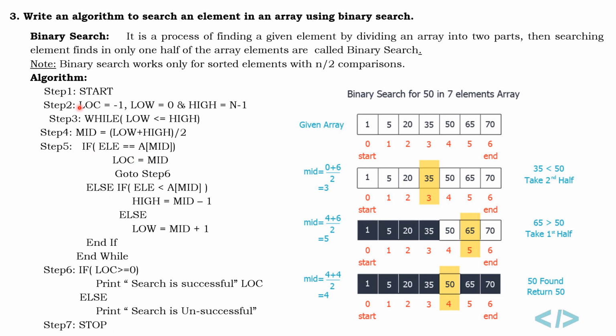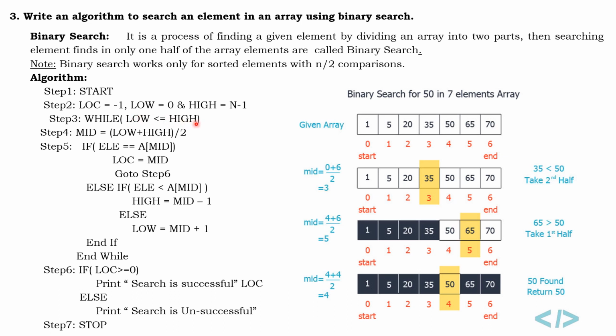Okay, first this is the process. First, what is going to be done? First, it is going to check that the low value is less than the high value. Before that, location gets initialized to -1 and the first list low value, that means position 0, gets initialized to the variable low, and n-1 will be assigned to high. See here the size is 7, hence 6 gets initialized to high.